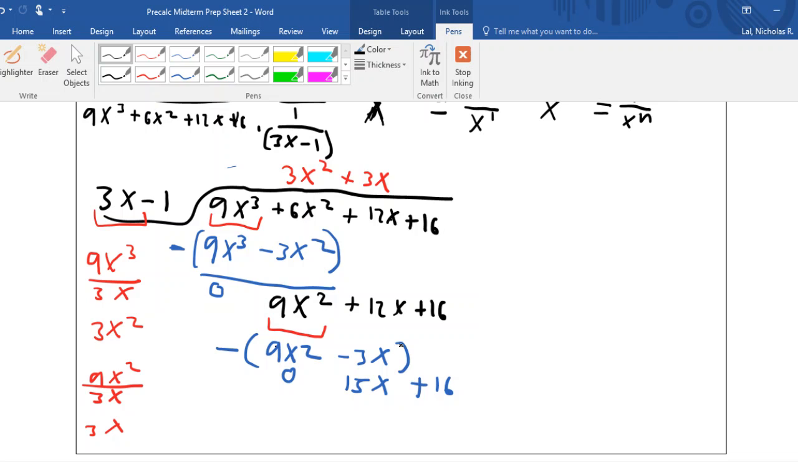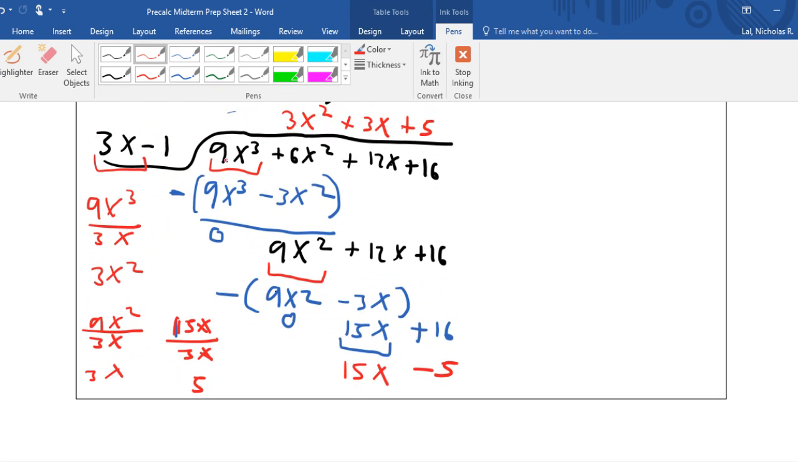Now I have to take my leading term again, 15x, and do 15x divided by 3x. So that's 5. The x's cancel out, 15 divided by 3 is 5. So 3x squared plus 3x plus 5. And 5 times 3x is 15x. And what's 5 times negative 1? Negative 5.